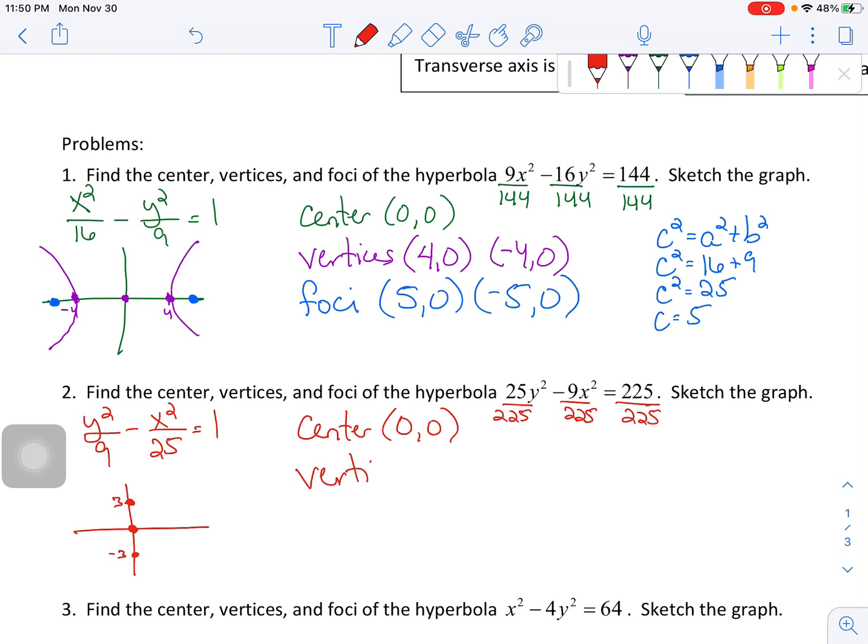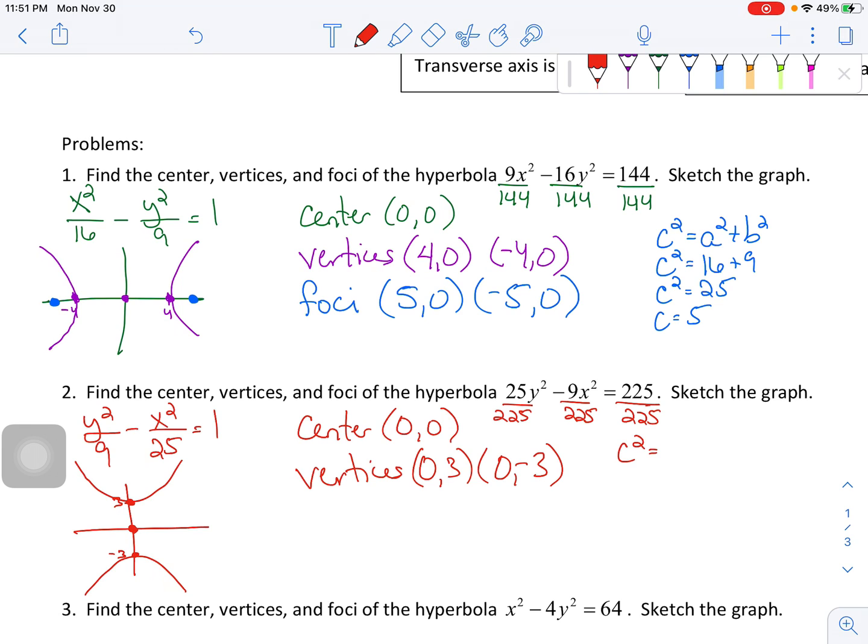So I'm going to mark those and label them. So vertices, what is that? (0, 3) and (0, -3). And in this case, my graph is going to open up and down along the y-axis. Okay, so that's the sketch of the graph.